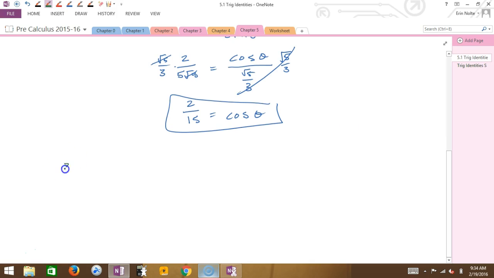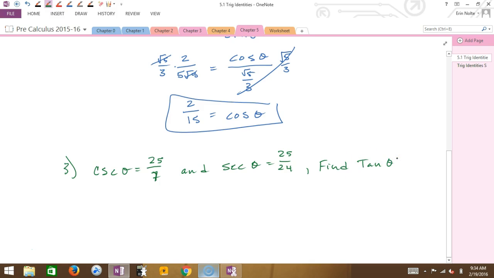Let's do number 3. Let's say they give us a cosecant of 25/7. Wow, that was a bad 7. Let me redraw that. 25/7, and a secant of 25/24, and ask us to find the tangent.